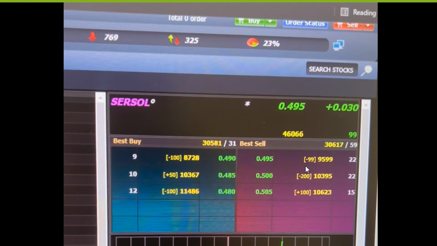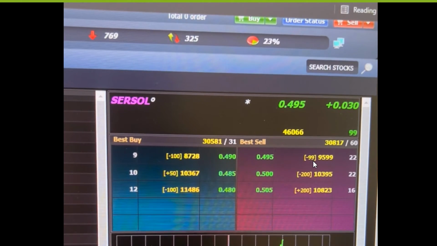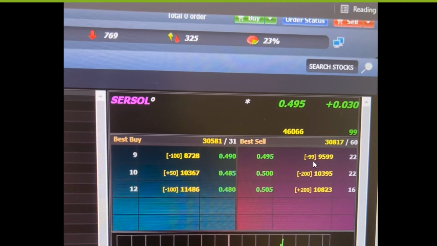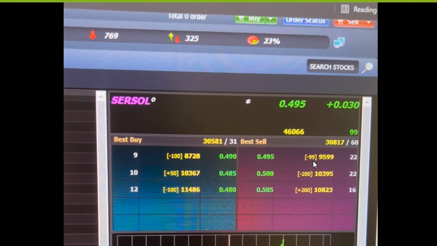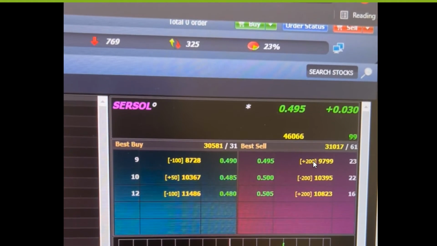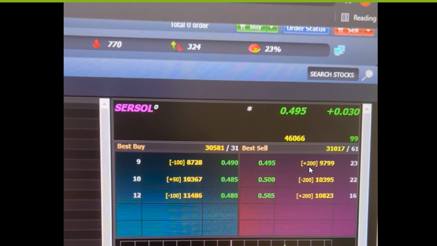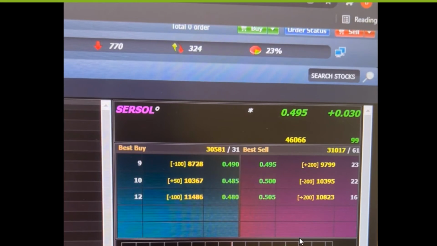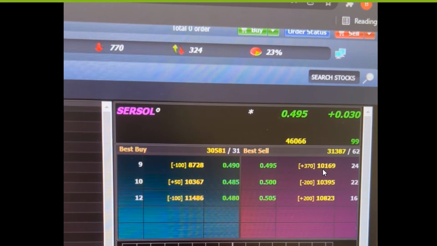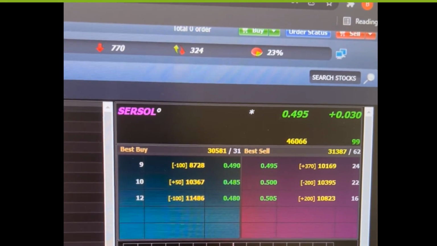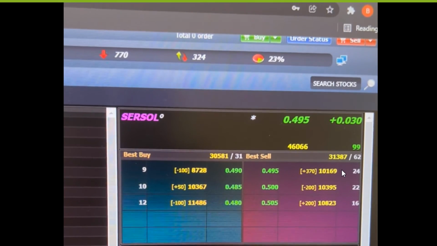Note that there is also a -99 there. That means that there were only 99 lots being sold, and that is not big enough. Right? We will need to see a big lot size coming in. That's another additional 200 lots here. And let's watch carefully from 1 minute and 8 seconds. Right now it's at 45 seconds. Let's wait until 1:08.